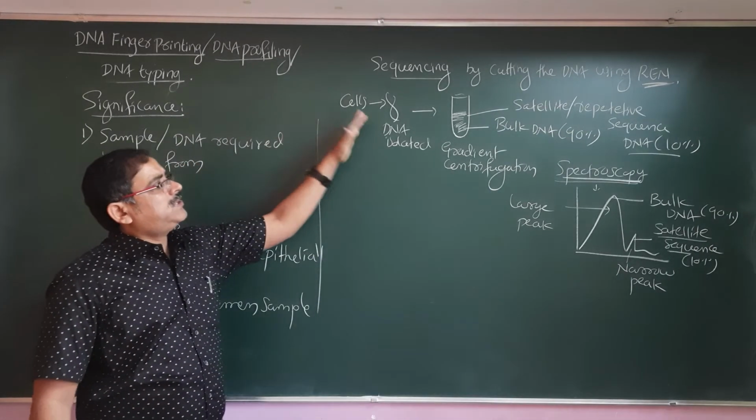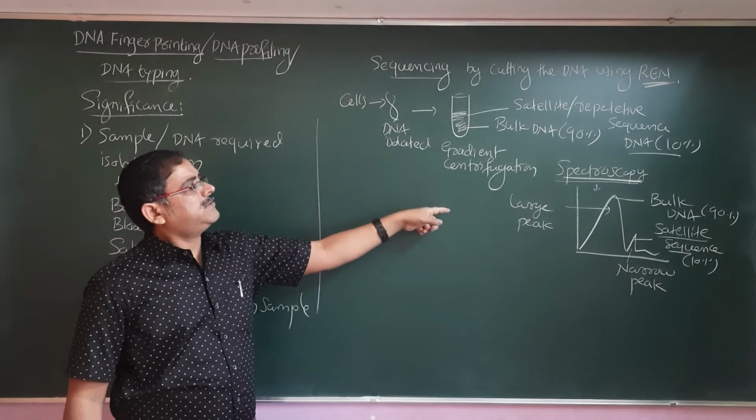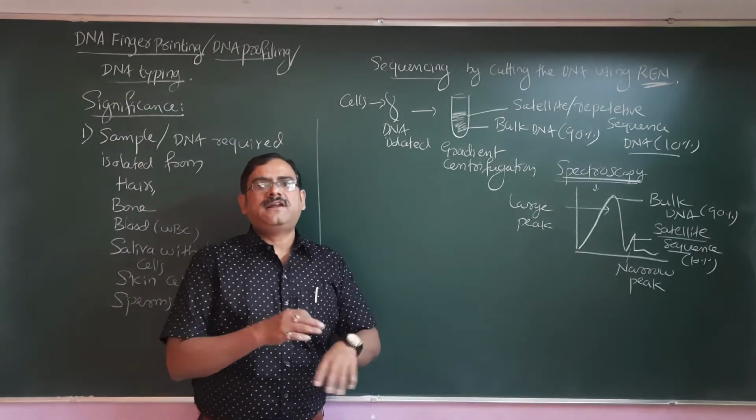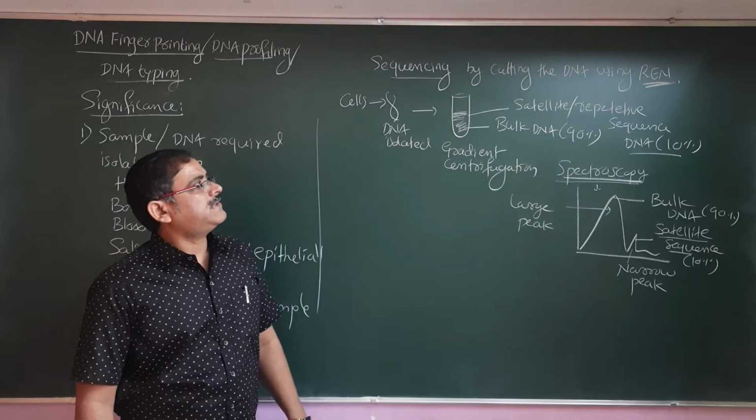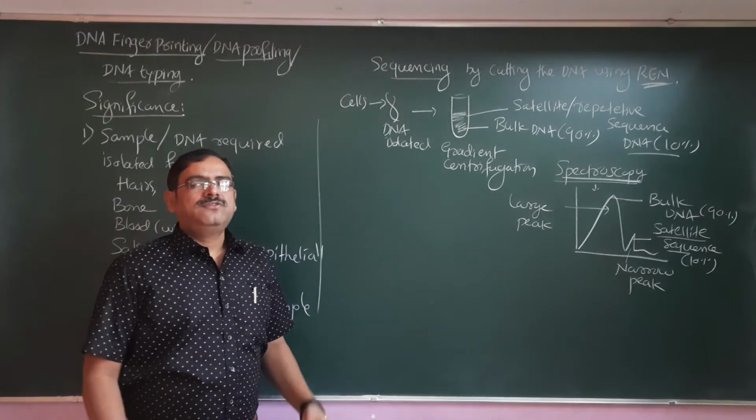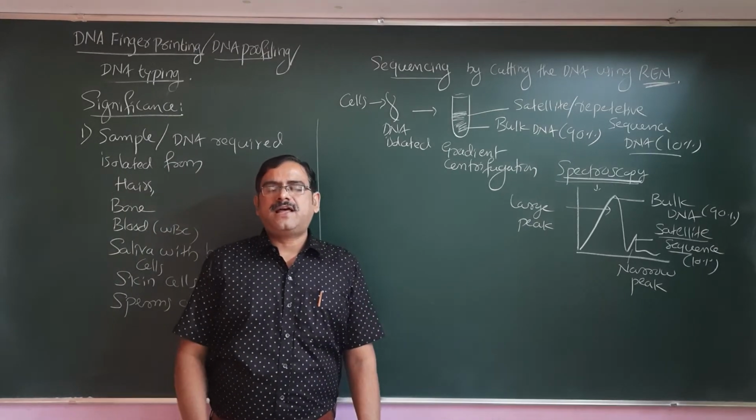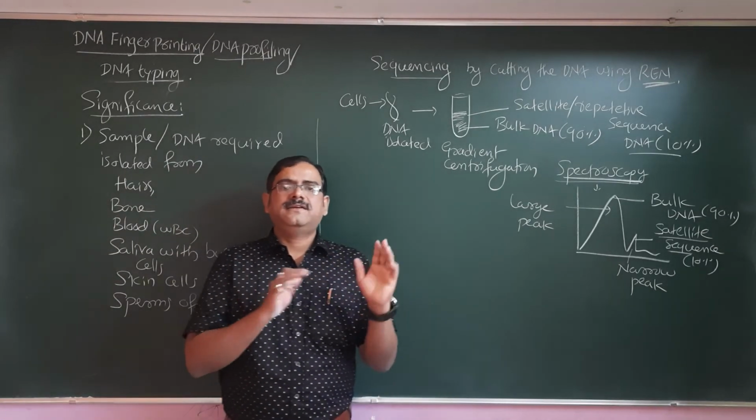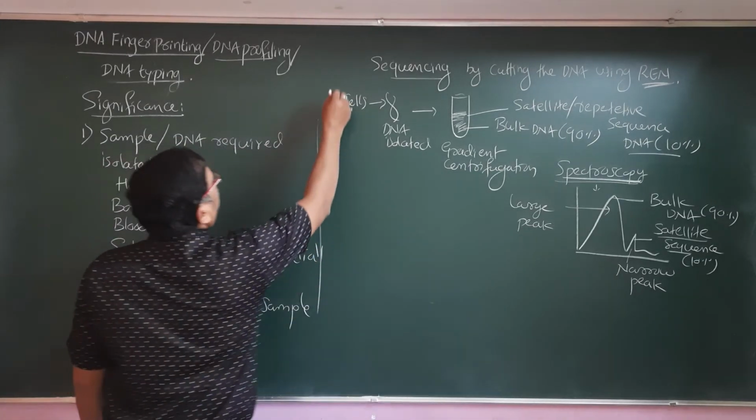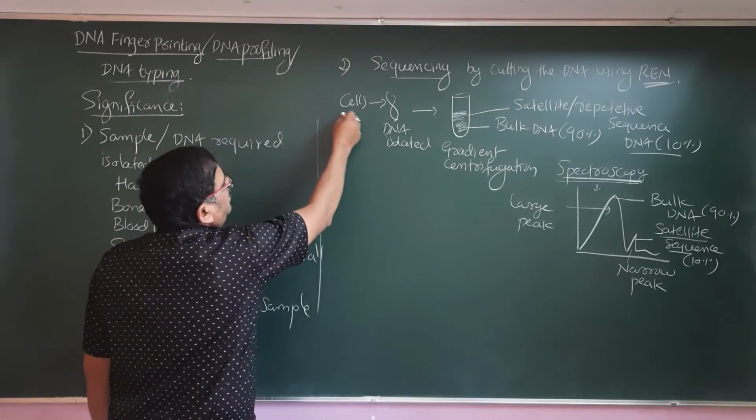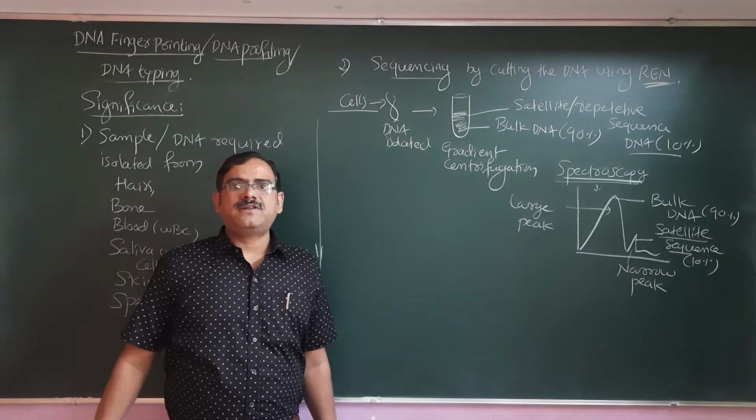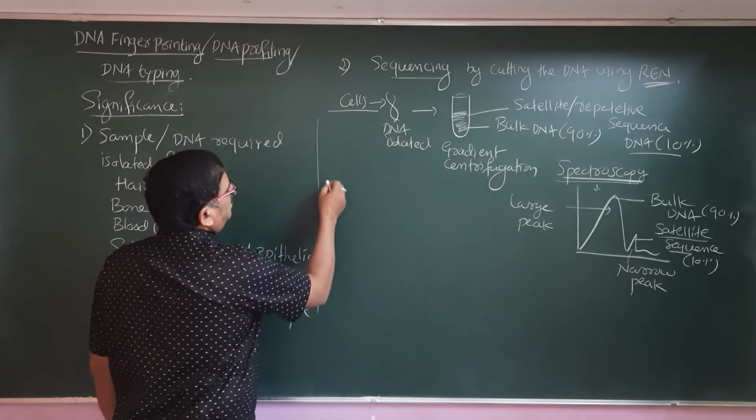So the sequencing we do is when we add a particular restriction endonuclease. They cut the DNA at repetitive sequences only. So how can we classify this DNA? Sequencing is the second step, after sample isolation, of the significance we are studying. Now the third important point.